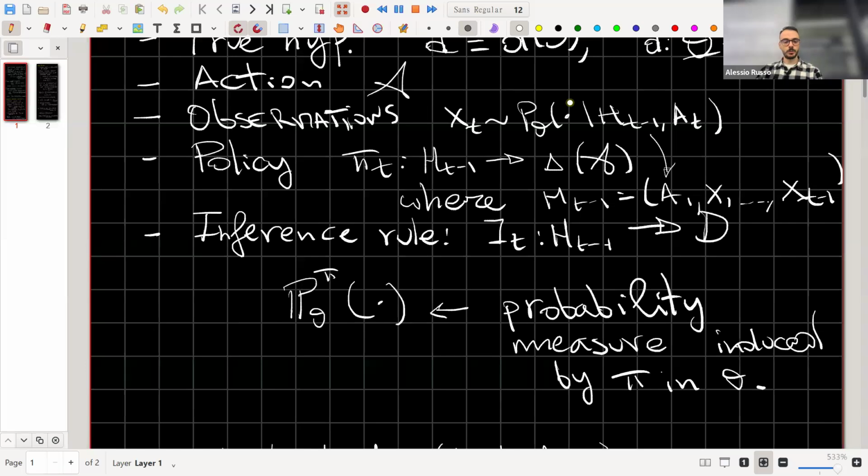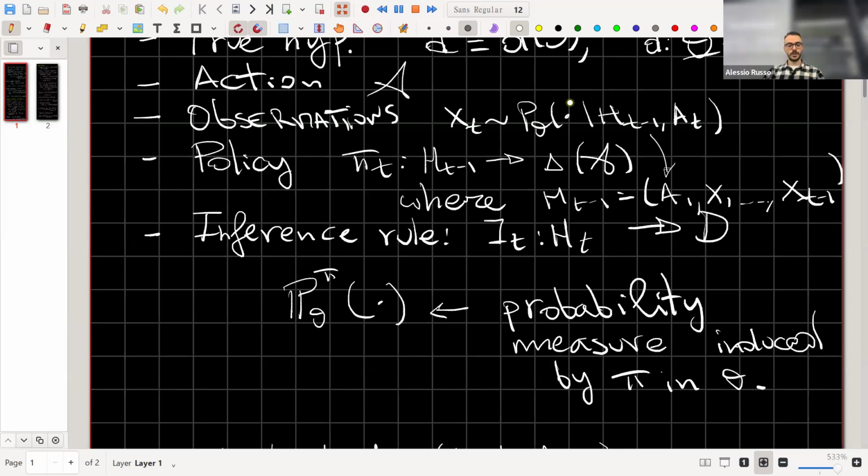So as you can imagine, the goal is to try to learn a way to choose the next action. We call this policy. So the policy maps histories of data, what you have observed so far, to an action. This delta A means the probability simplex over actions, because the policy can be a distribution over actions. It doesn't need to be deterministic. The inference rule, instead, we prefer it to be deterministic. And basically, it's a mapping from H_t, so from the history up to time t, to hypothesis.